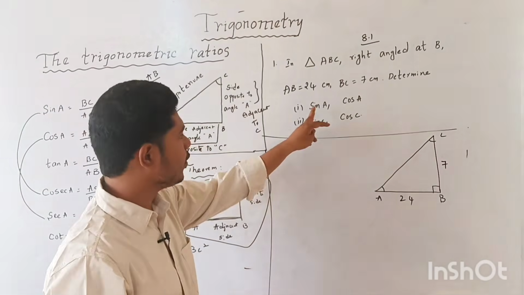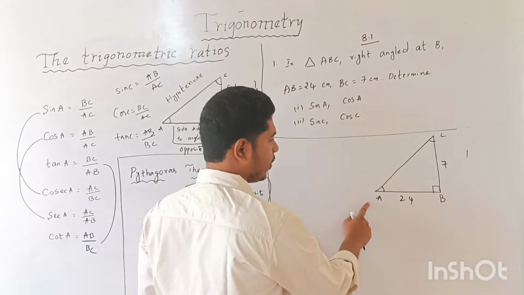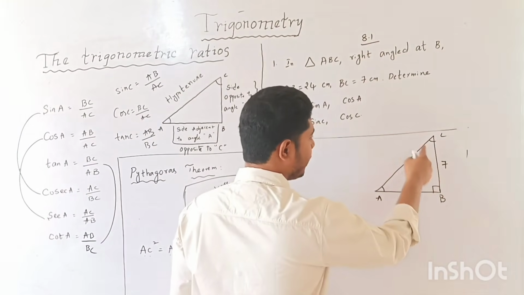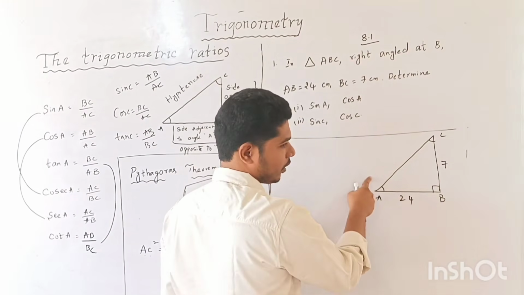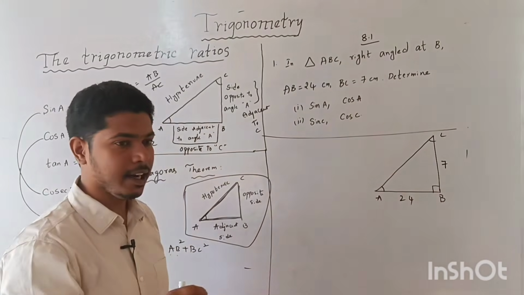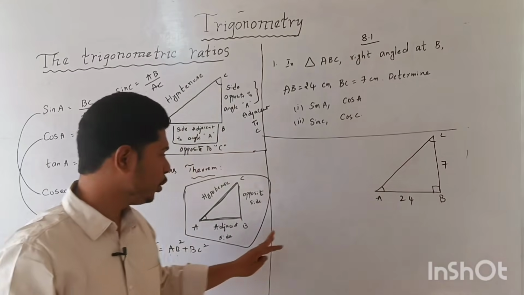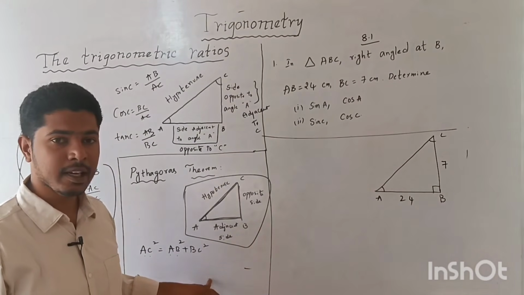What is the formula of sin A? The sin A formula is opposite by hypotenuse. We have the opposite side, but we don't have the hypotenuse. To find the required side in a right angle triangle, we have to use the Pythagoras theorem. What is the Pythagoras theorem?